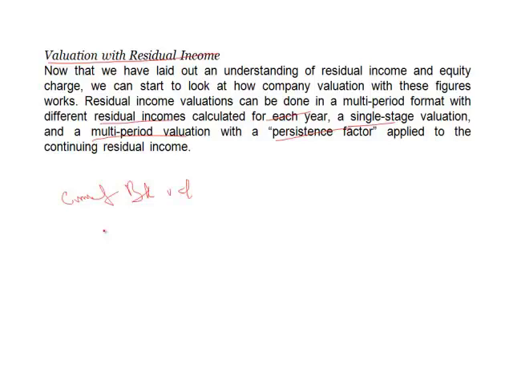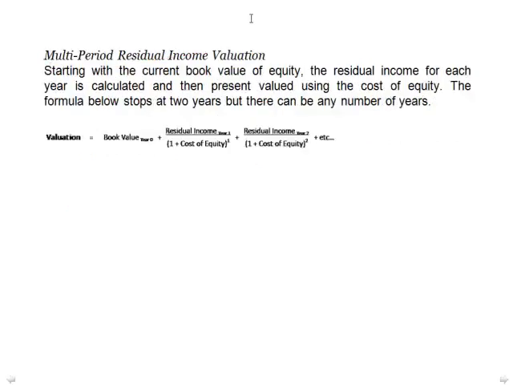In practice, let's look at the multiple period residual income valuation. When we are talking of multiple period residual income valuation, as we said, it is what you add to the book value. For multi-period residual income valuation, starting with the book value of equity, the residual income of each year is calculated and then present valued using the cost of equity.